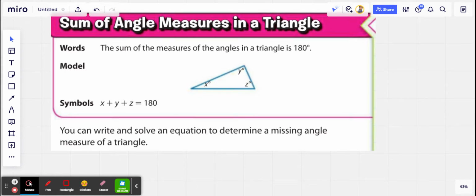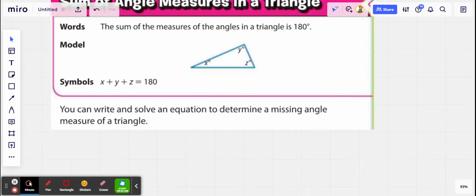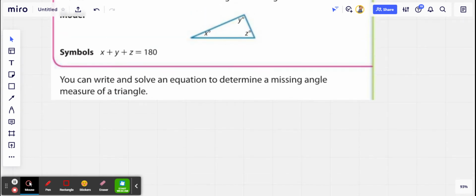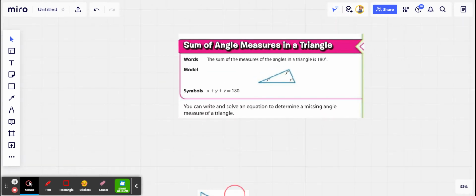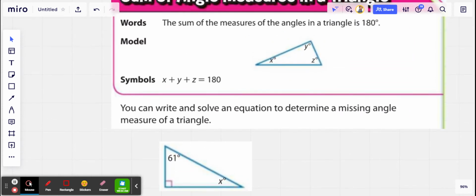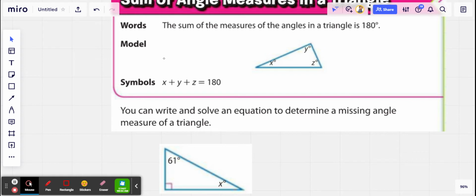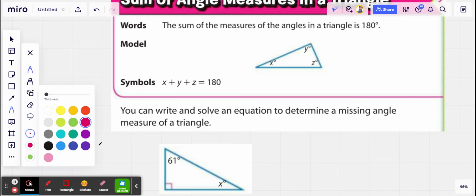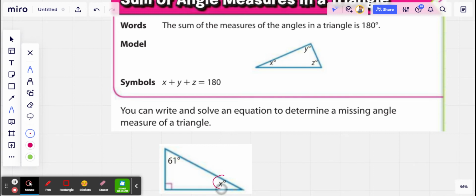All right, so let's just jump right in and look at examples. I'm going to zoom out just a little bit, and I'm going to drag this over here. We're going to look at this one first. Again, all the angles in a triangle, if we add them all up, the interior angles, that means the angles inside, they equal 180 degrees. So let's look at this triangle we have here. What's the missing angle?